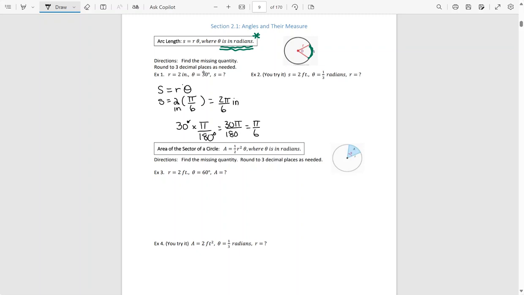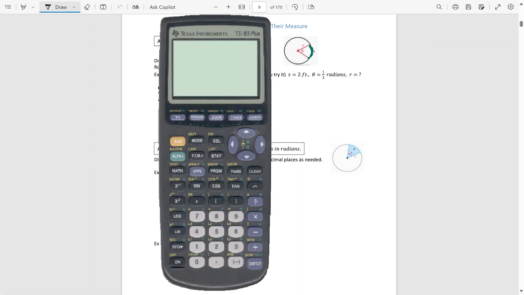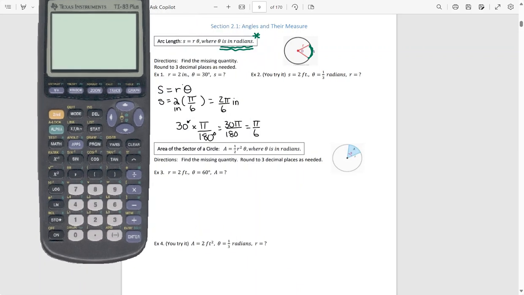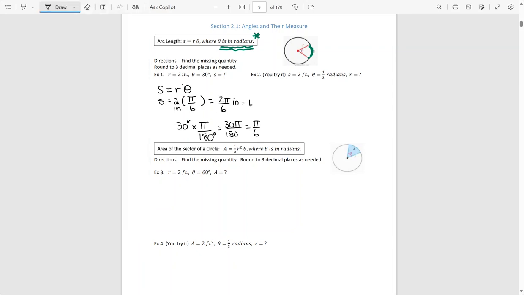Sometimes, though, they'll want you to round it to 3 decimal places. So that means you're going to take your calculator and type in 2 pi. So take 2, use the pi symbol. Don't put in 3.14 because that'll be rounded horribly. So 2 pi divide 6 and get 1.047. And then put the unit label on there, inches.